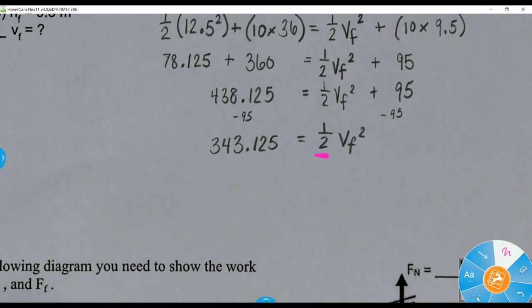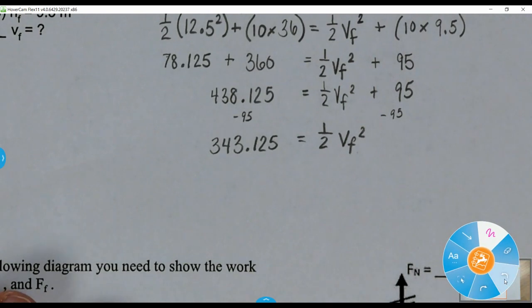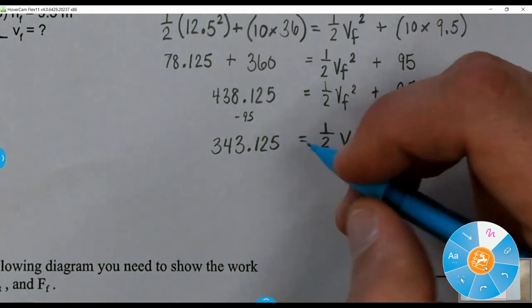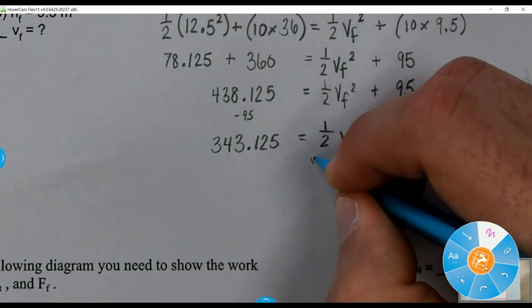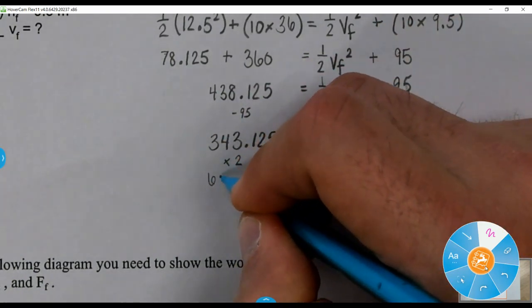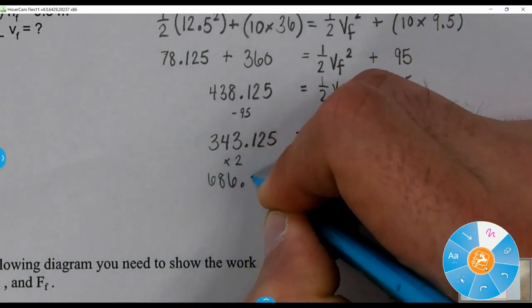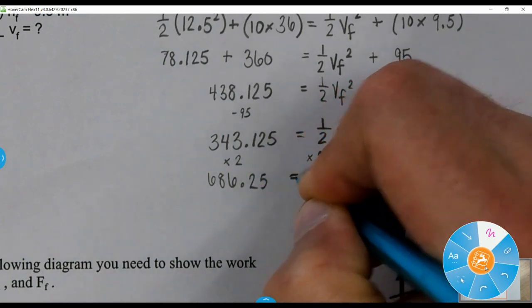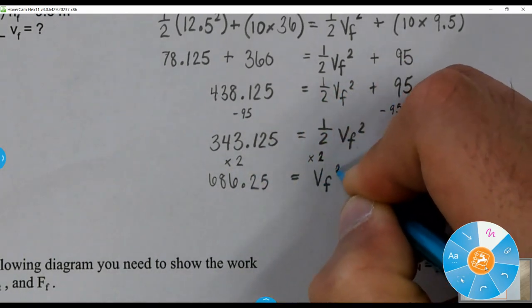So I don't like this 1/2 here. How do I get rid of the 1/2? Does anyone know? Good. You got to times it by 2. You got to multiply it by the inverse. Right? So if we had 3 over here, we'd have to divide by 3. For this, we're going to flip it. We're going to have to multiply this by 2 in order to get rid of that. So we're going to multiply this by 2, and that means we have to do it to this side. So we're left with 686.25 equals VF squared.